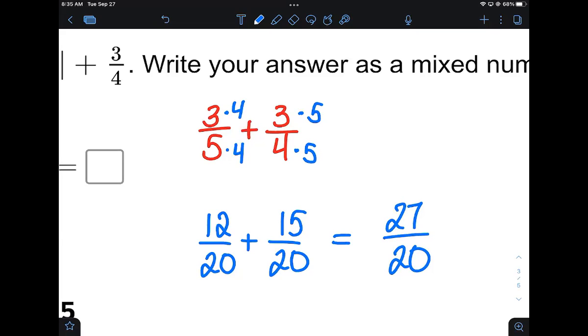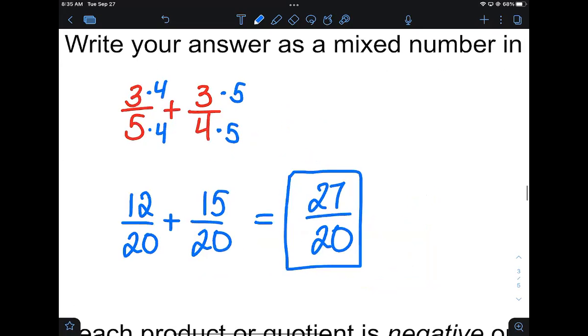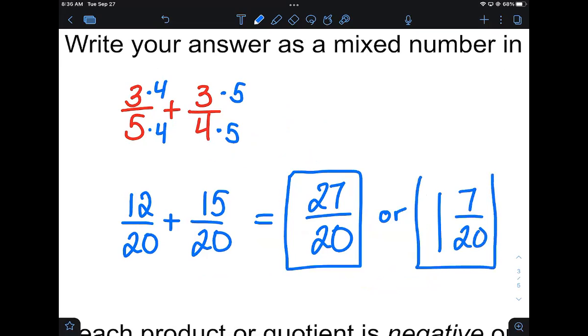Now it's an improper fraction, which I'm perfectly fine with, as long as it's reduced. If you want to change it into a mixed number, 20 goes into 27 once with 7 leftovers. So I would accept either of these answers, but I'm going to keep it improper because it's less work.